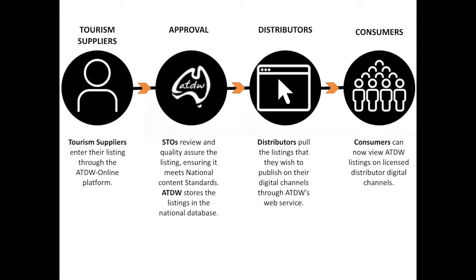and pull down the information that they need for their different channels. So for example, an STO for their website would pull down all of the listings related to their state. So in New South Wales, they'd pull down all the New South Wales listings. A visitor information centre, for example, might just pull down the information related to their region, or a tour wholesaler would pull down the information about the destinations that they visit and the products that they might include in their programs.